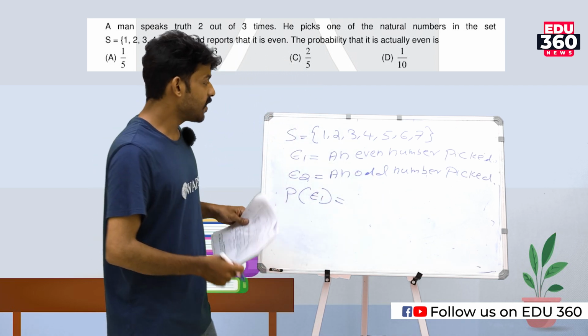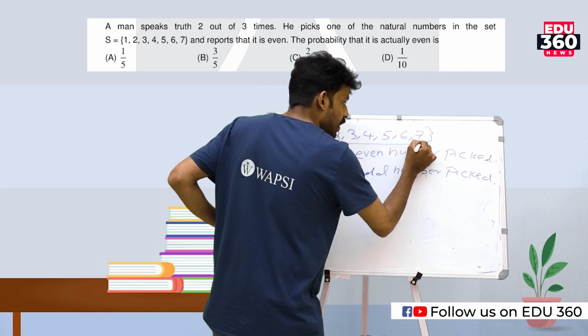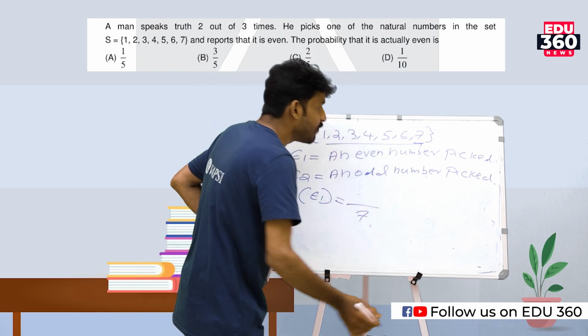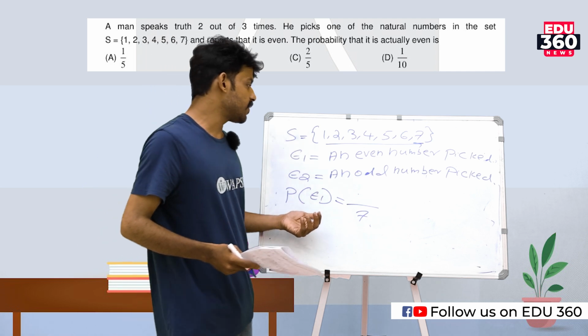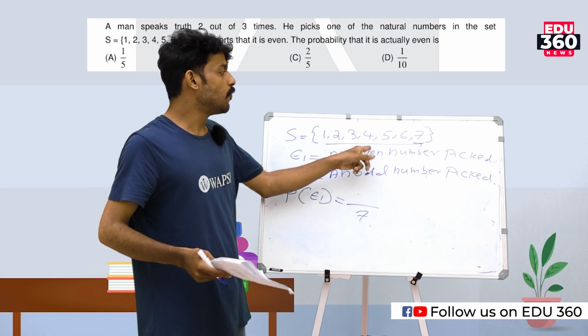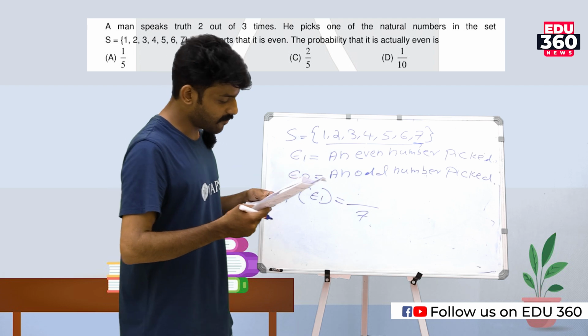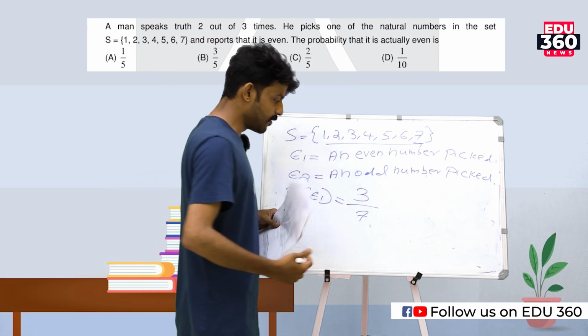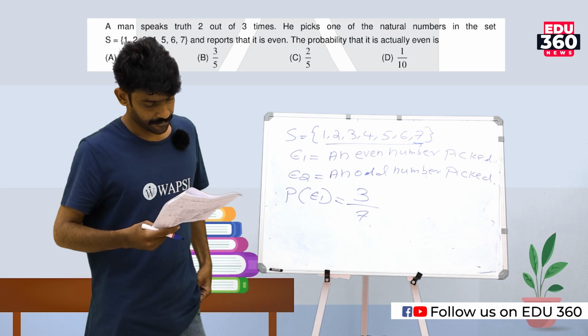Looking here, we can see that the total number is 7. So the denominator will be equal to 7. And what about the numerator? An even number is picked. How many even numbers are there? 2, 4, 6. So there are 3 even numbers. So P of E1 is equal to 3 by 7.